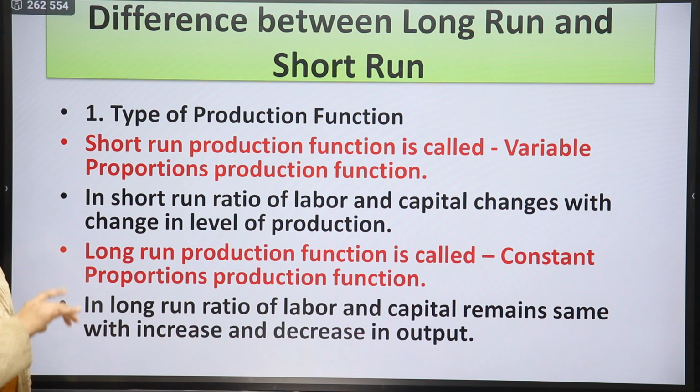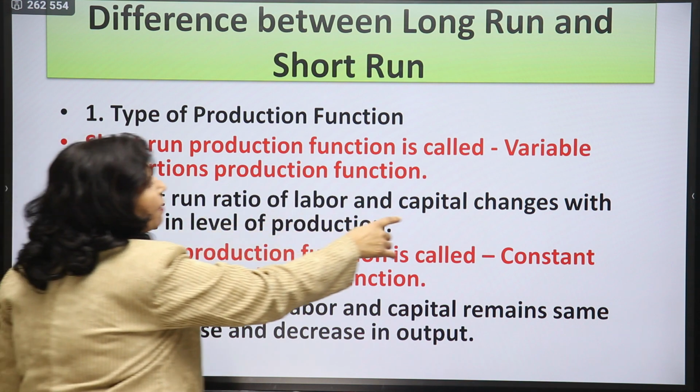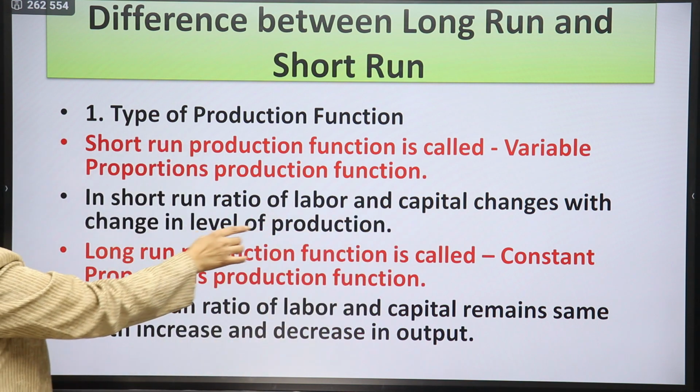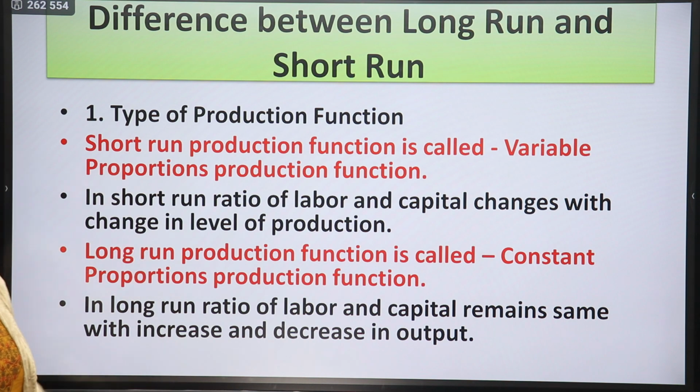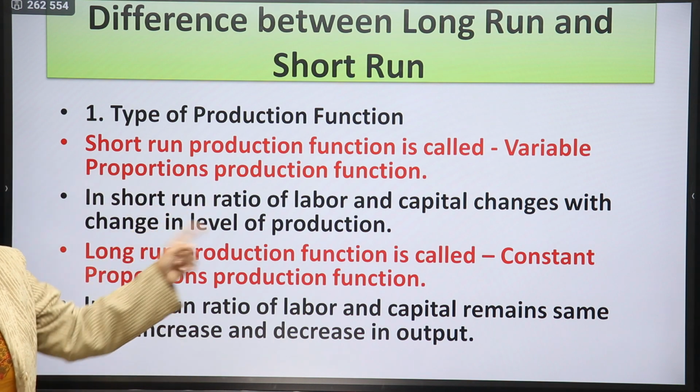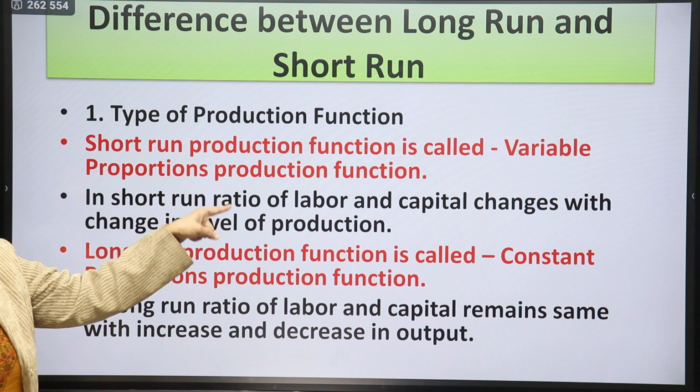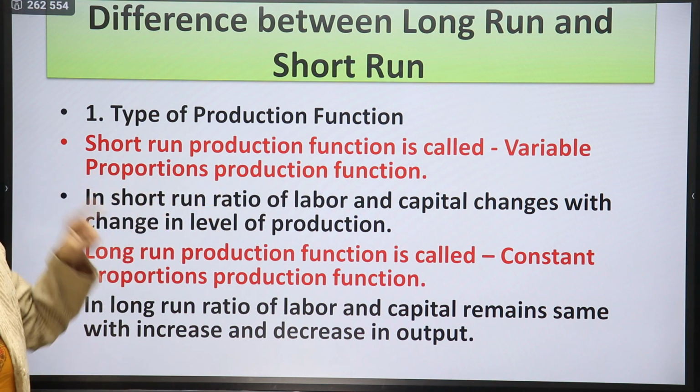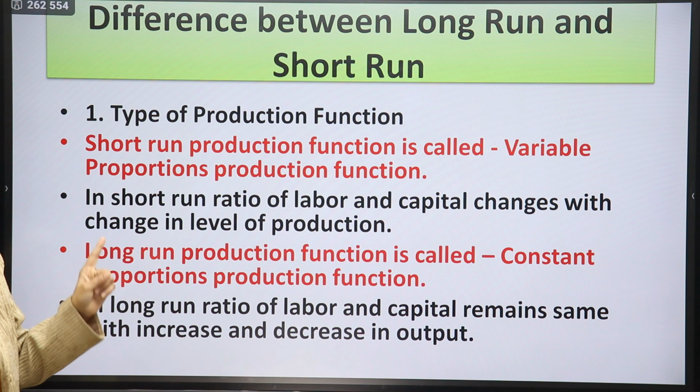Initially it was 1:2 and later on it became what? 1:4. Why? Because we employed more labor. 4 laborers were there and only 1 machine was there. Then in the short run, the ratio of labor and capital changes with change in level of production. In the short run, the ratio of labor and capital changes, that's why it is known as variable proportions. If the ratio remains constant, that means what will be the ratio? It will be a constant ratio.